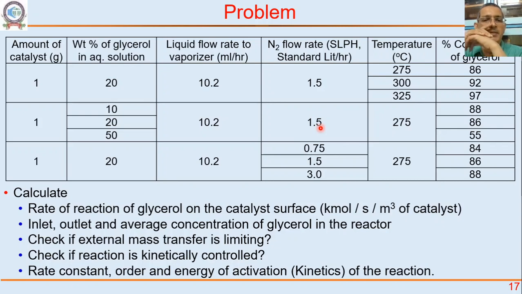One is calculate the rate of reaction of glycerol on the catalyst surface in terms of kilomoles per second per meter cube of catalyst. So we want rate in terms of per unit volume of catalyst. I want you to calculate inlet, outlet and average concentration of glycerol in the reactor. Check if external mass transfer is limiting. Check if reaction is kinetically controlled. Rate constant, order and energy of activation. Calculate all these things.